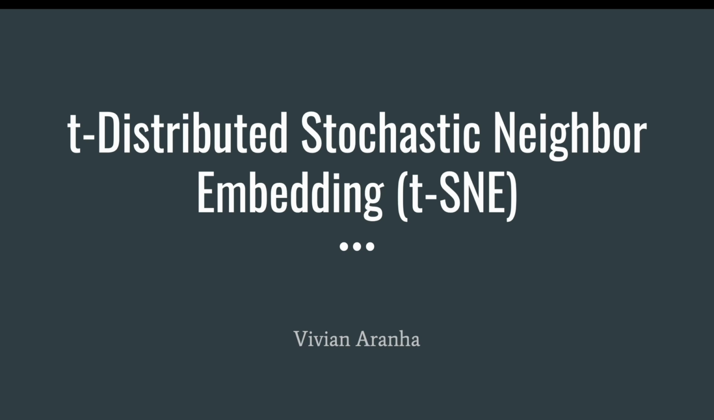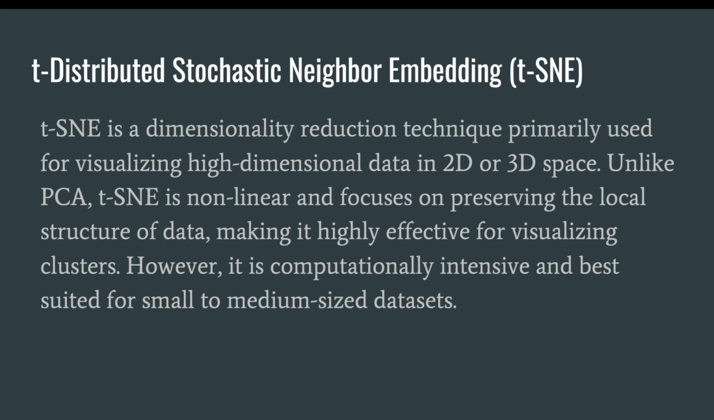T-distributed stochastic neighbor embedding, or t-SNE. t-SNE is a dimensionality reduction technique primarily used for visualizing high dimensional data in 2D or 3D space. Unlike PCA, t-SNE is nonlinear and focuses on preserving the local structure of data, making it highly effective for visualizing clusters. However, it is computationally intensive and best suited for small to medium sized data sets. Let's go ahead and implement this in Python.